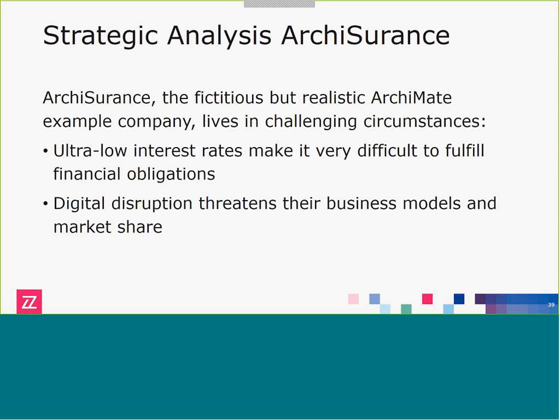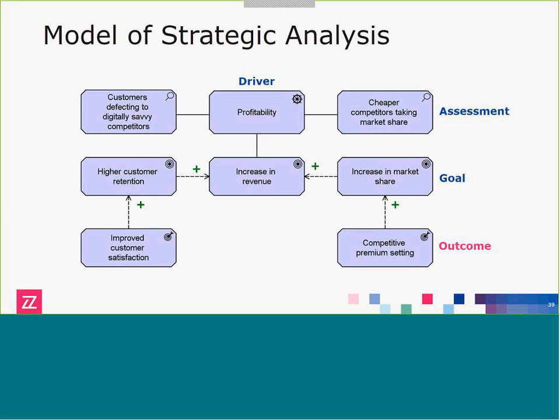ArchiSurance sees this and wants to react to that. They created a model of their strategic analysis. Of course, this is simplified. This is just an example. Their main driver is, of course, profitability, and then customers increasingly defecting to these digitally savvy competitors, these modern insurance companies that do everything on the web, and they also see that some competitors are a lot cheaper and take market share because their premium is not really competitive.